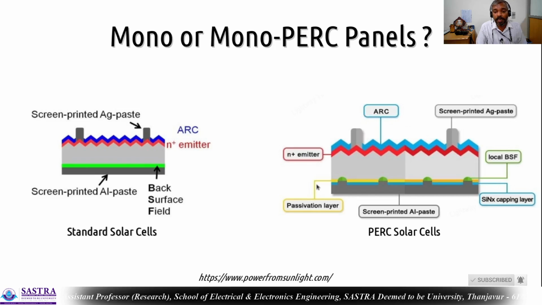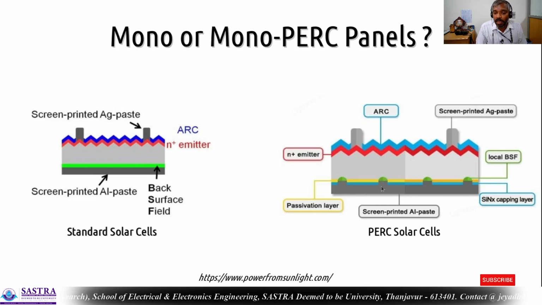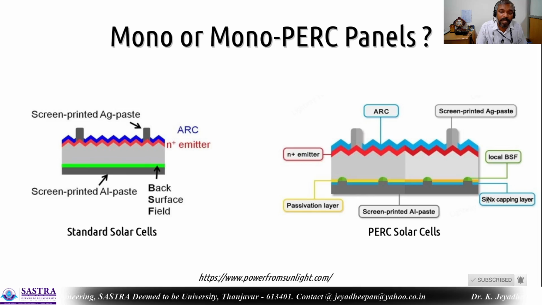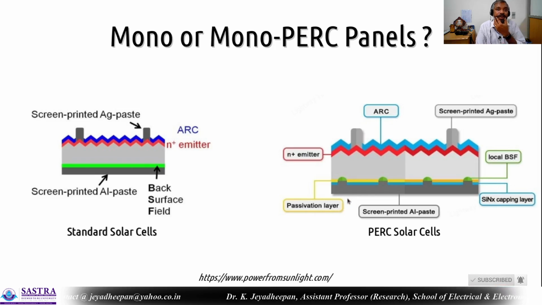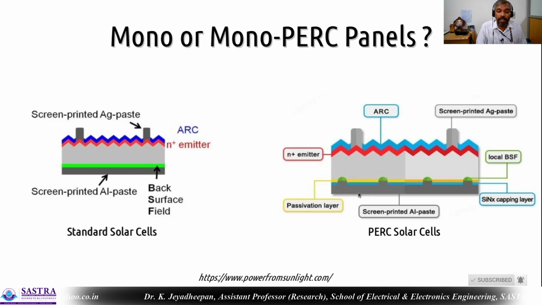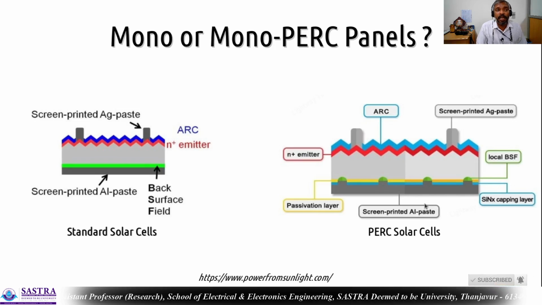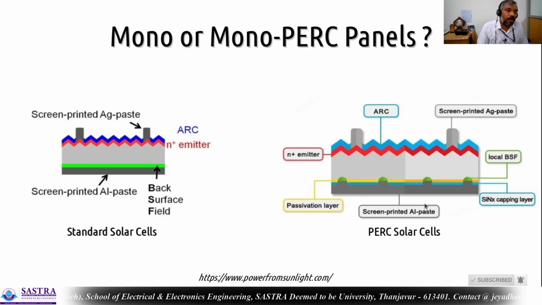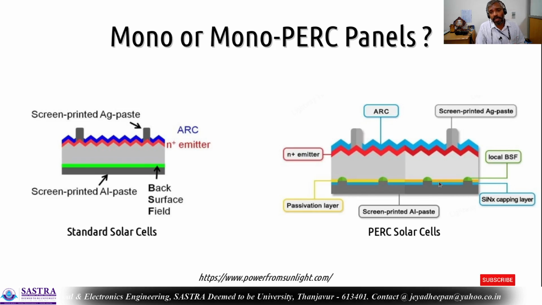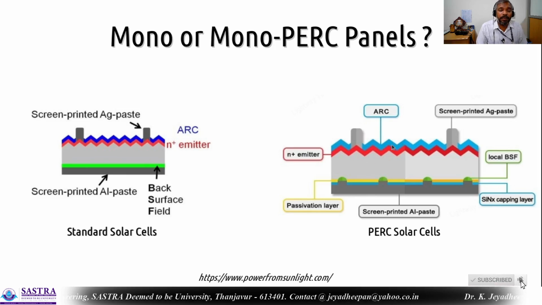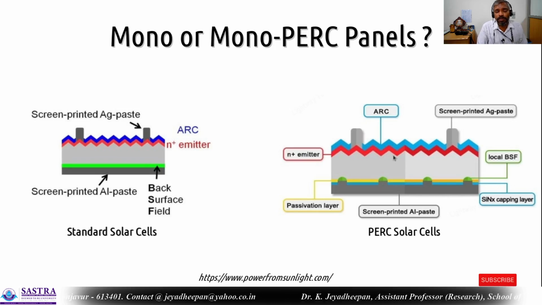And in the PERC panel, in addition to the local BSF, we are going to have a capping layer and also a passivation layer, right? This capping layer and passivation layer will block the infrared radiation from going into the backside screen printed aluminum paste, so that the heating of the panel is avoided, and the panels will work in high temperature regions also. Okay, that is the difference between mono and Mono-PERC panels.